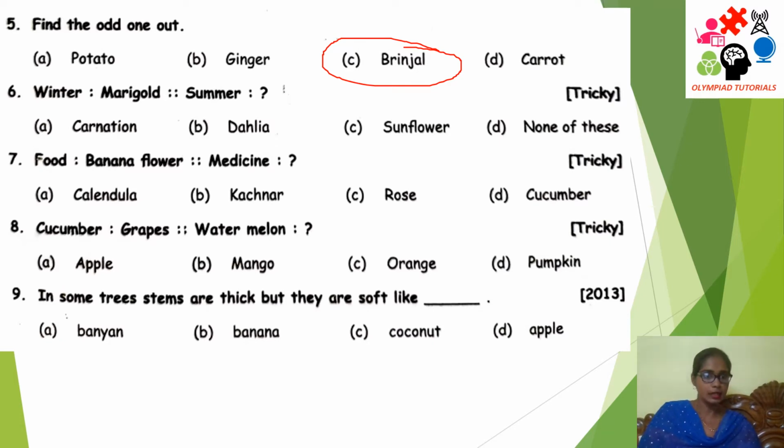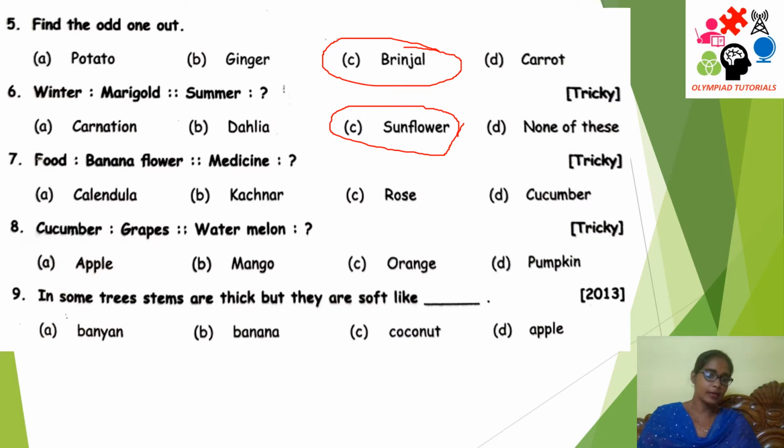Question number 6, winter is to marigold, so summer is to question mark. You have four options, that is carnation, dahlia, sunflower, none of this. This question is basically asking in which season you find which flower. So in winter you can see marigold all around. So in summer your option number C, sunflower, is going to be the correct option. And dahlia and carnation, these flowers are almost available throughout the year, and they are used for decorating the places or for decorative purposes.